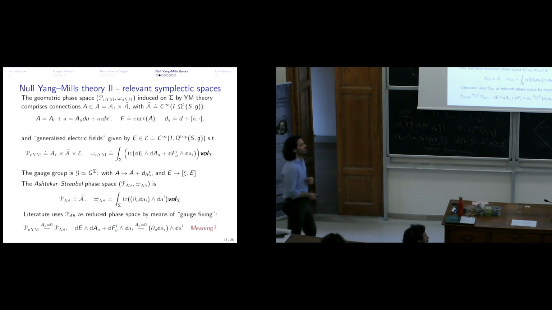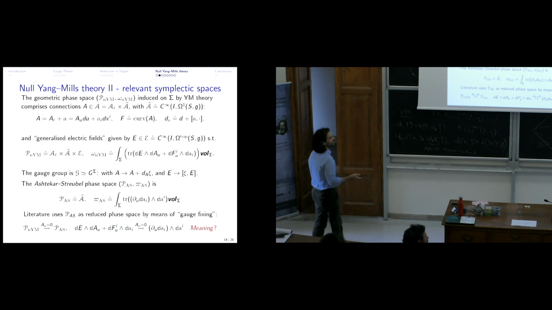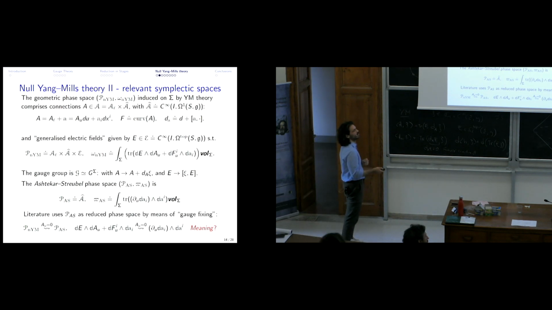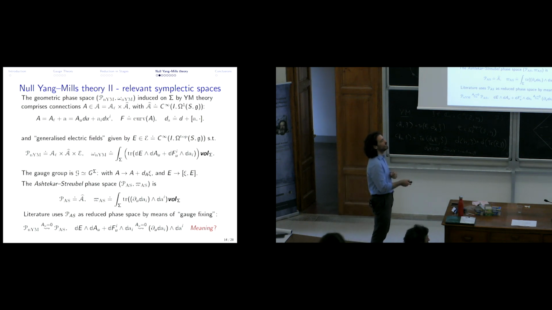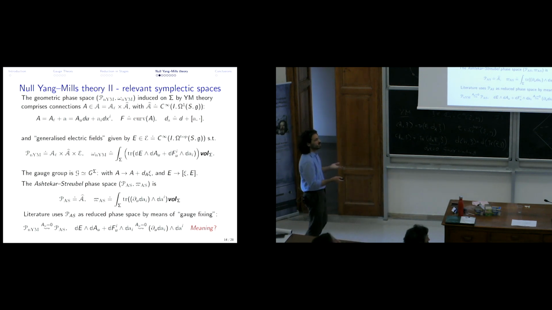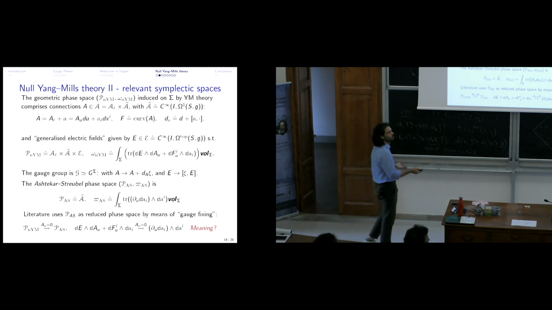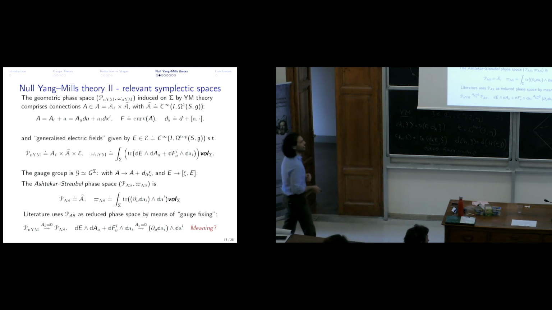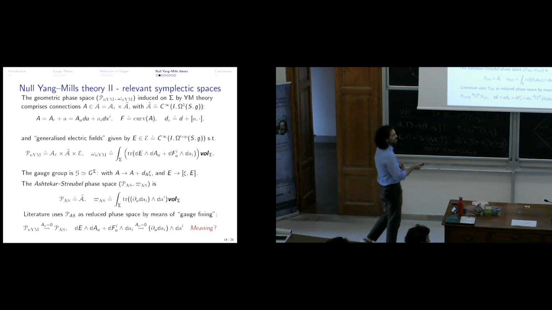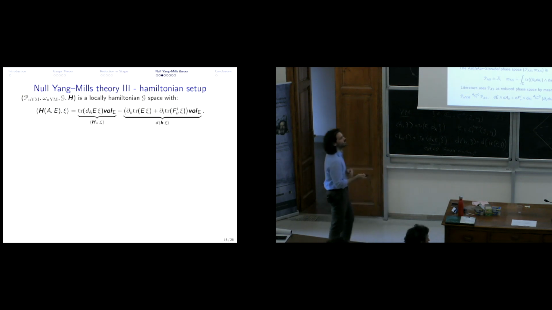We don't know. One observation is that you can obtain the Ashtekar-Streubel phase space out of the geometric phase space by what people call a gauge fixing, which is just requiring that this connection A_U vanish. So this is a legitimate operation that you can do, but what its meaning is, is slightly unclear from a geometric point of view. Okay, so this is just the kinematics, so to speak.